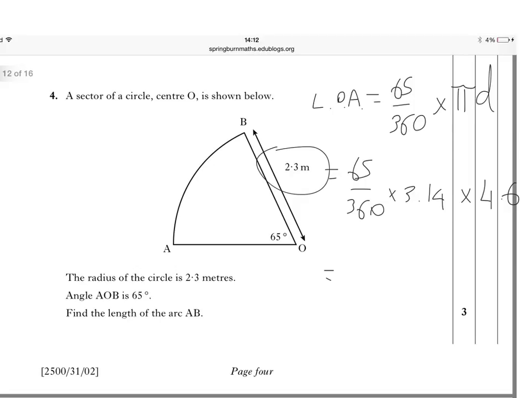So at that point, just enter into your calculator 65 out of 360 multiplied by 3.14 multiplied by the diameter, which is 4.6. Now it's a length we're looking for, so the units are metres, and that's to one decimal place, 2.6 metres. That's the end of the question.